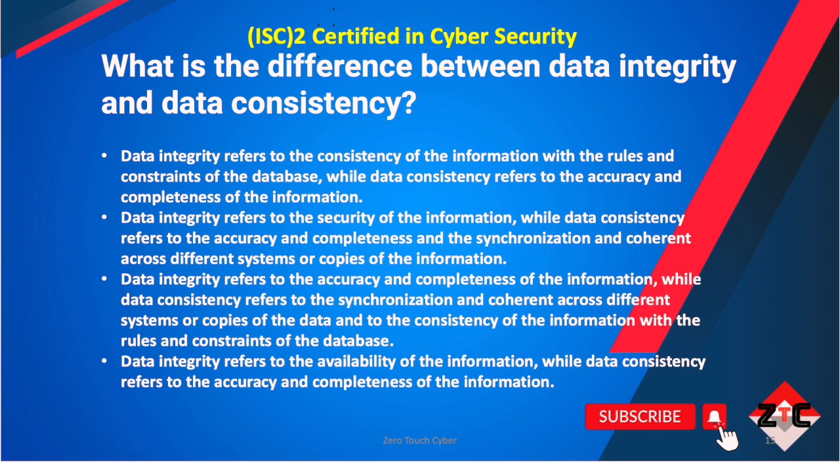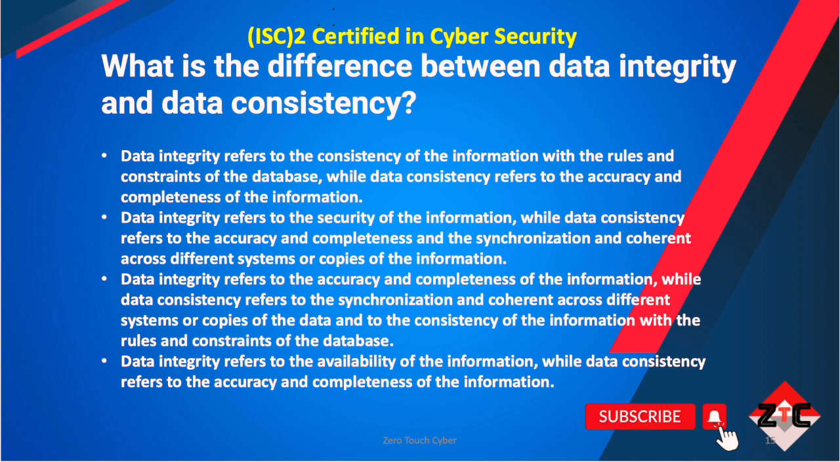The third option is, data integrity refers to the accuracy and completeness of the information, while data consistency refers to the synchronization and coherence across different systems or copies of the data and to the consistency of the information with the rules and constraints of the database. And the fourth option is, data integrity refers to the availability of the information, while data consistency refers to the accuracy and completeness of the information.